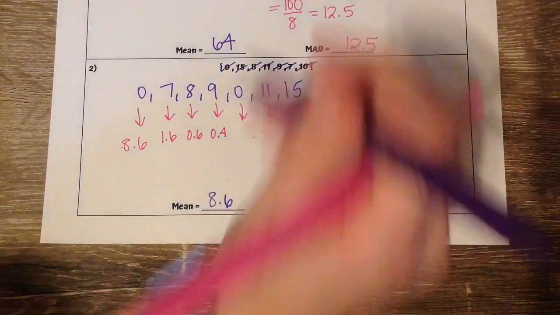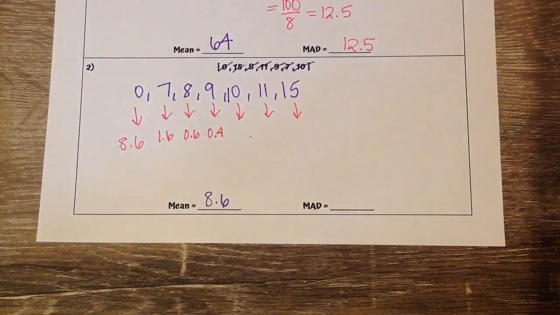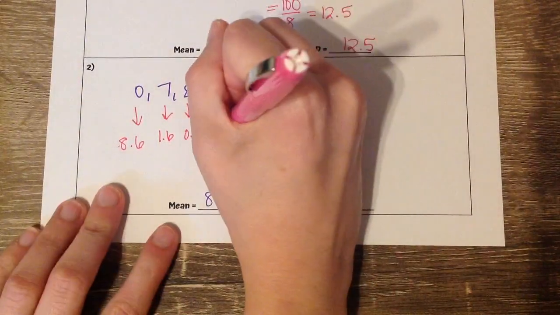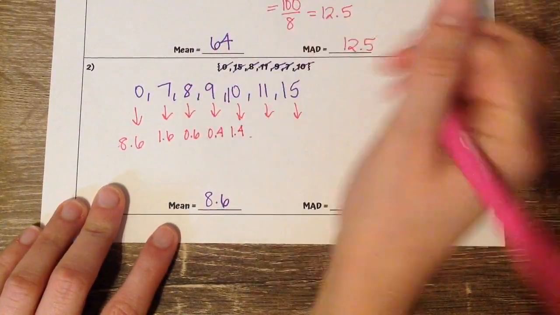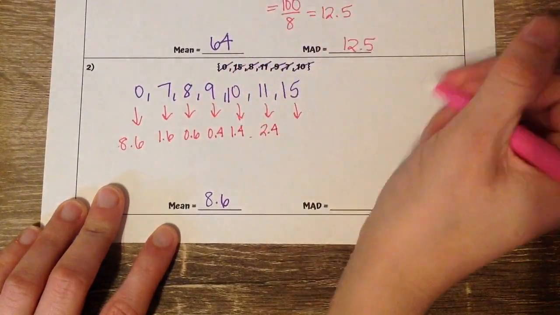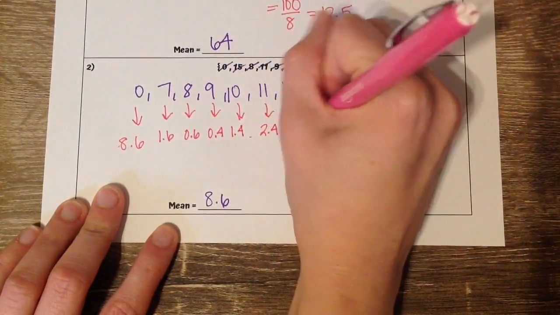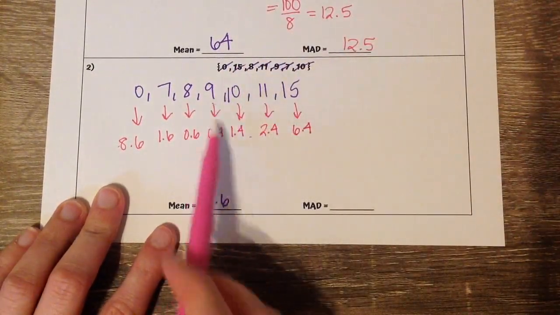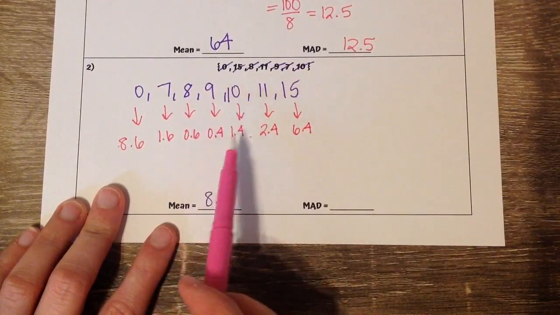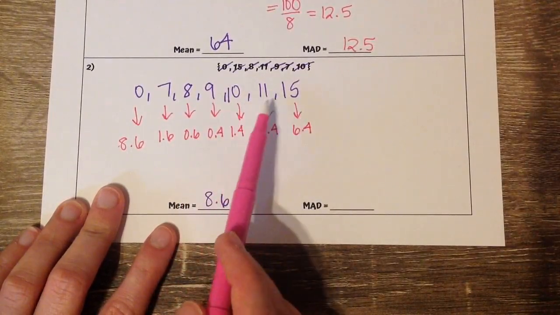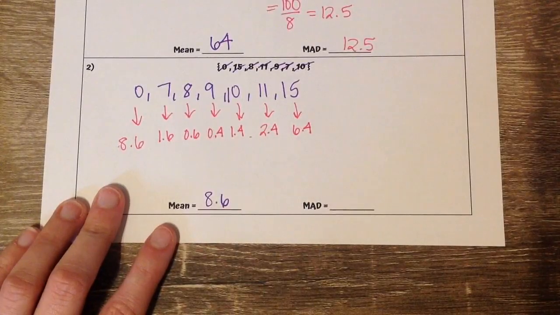Wow, I wrote 0 there, but that was meant to be a 10. 10 minus 8.6 is 1.4. 11 is going to be 2.4, and 15 is going to be 6.4. So I like doing it in order too, because it makes it easier for me. I just know, oh, that's 1 more, so add 1. Plus 1 is 2. Plus 4 more would be 6.